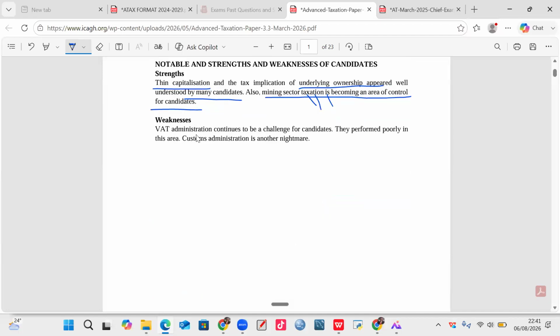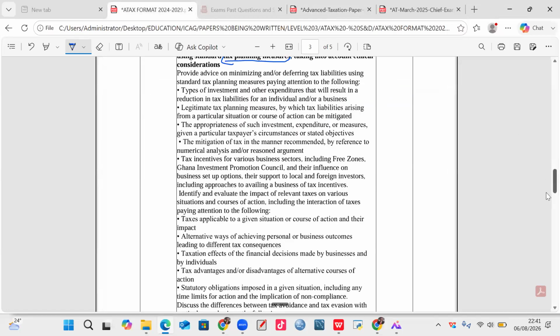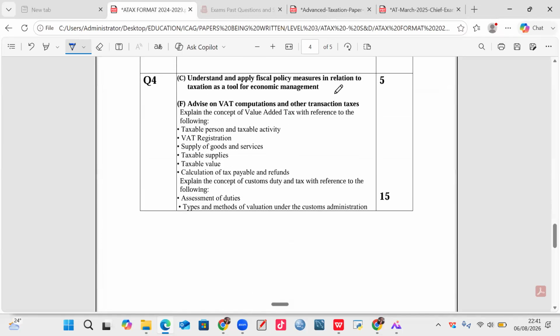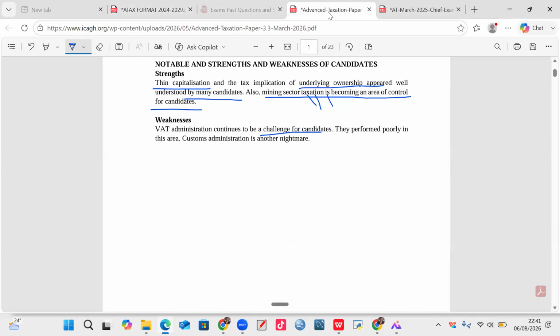Weakness. VAT administration continues to be a challenge, and they will always set questions on VAT. That's in question 4. Always. Questions will be on VAT. 15 marks, VAT. So this one is fiscal policy, 5 marks. VAT, 15 marks. It's not many, but it's a lot of computational in different areas, right? VAT administration continues to be a challenge for candidates. They perform poorly in this area. Customs administration is another nightmare. So VAT is always 15 marks.